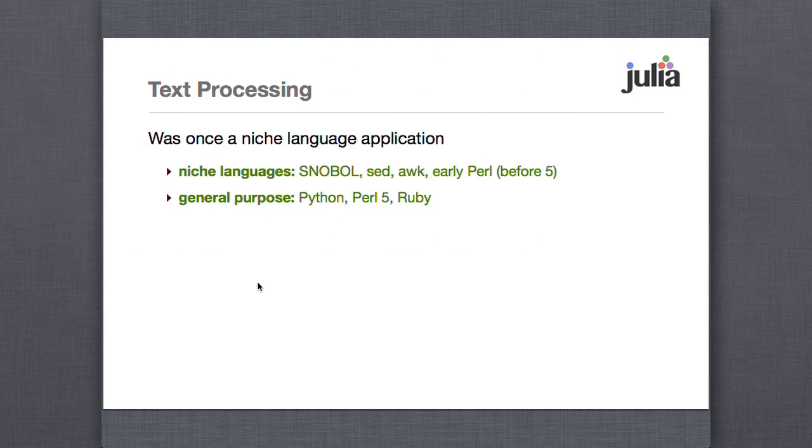So I'm going to start in a slightly odd place, which is text processing. Once upon a time, not super long ago, maybe 20 years ago, this was kind of a niche programming language area. You had these special languages like Snowball and Sed and Awk, and Perl started out this way and has morphed into a general purpose language, but it was very much for text processing at first.